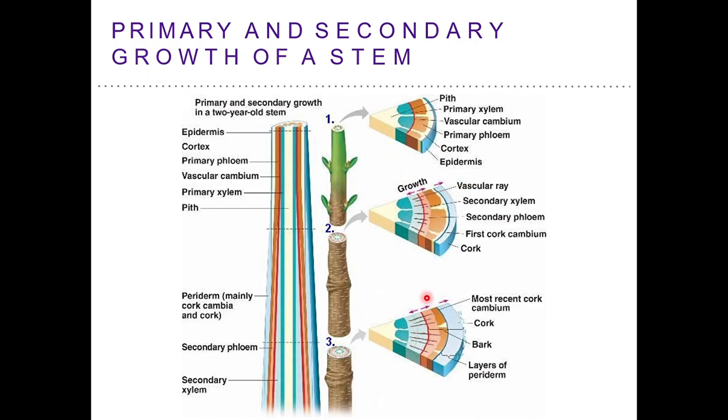So the old part of the stem now has periderm, mainly cork cambia and cork, and also secondary phloem, and also secondary xylem. So here we can see the layers of periderm, and then the bark, cork, and most recent cork cambium. So the growth you can see throughout the cross section.